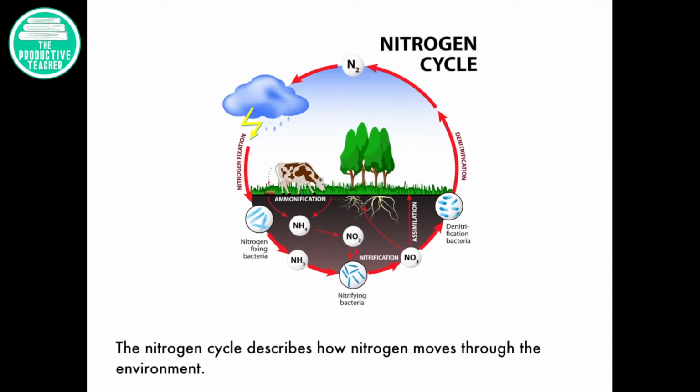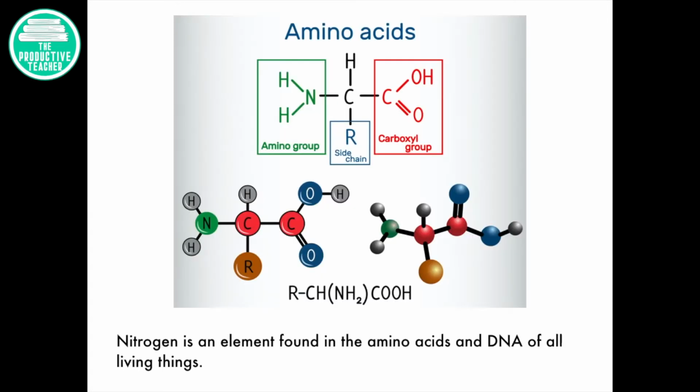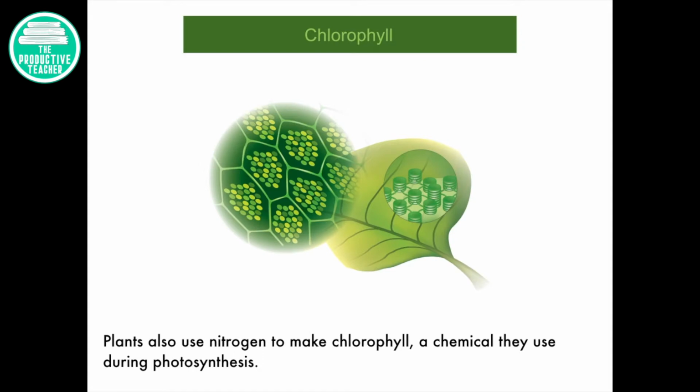The nitrogen cycle describes how nitrogen moves through the environment. Nitrogen is an element found in the amino acids and DNA of all living things. Plants also use nitrogen to make chlorophyll, a chemical they use during photosynthesis.